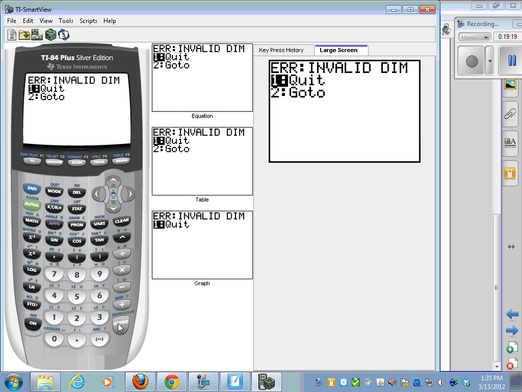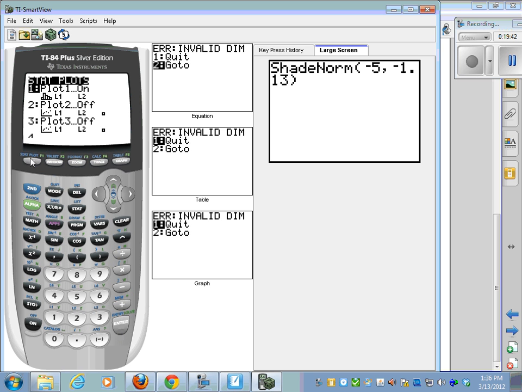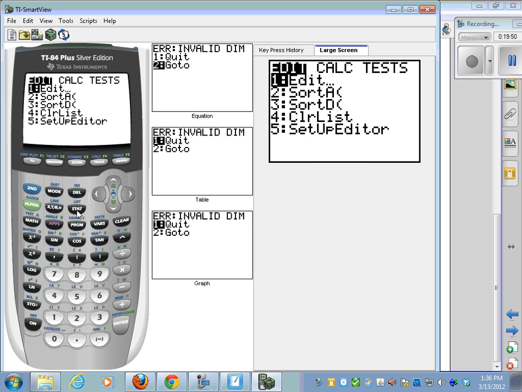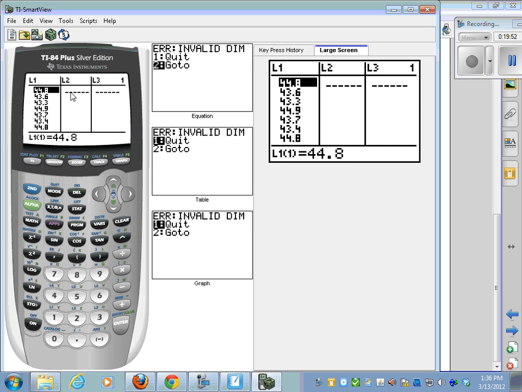Well, let's just quit. Invalid dim means you've got something that it is trying to plot that it can't. Now, I likely know what's going on here. I'm going to guess that I've got a stat plot turned on. Go second function, stat plot. Notice that plot number 1 is on, and it's trying to plot L1 and L2. I'm guessing I don't have anything in L2, so it's trying to plot something that's not there.